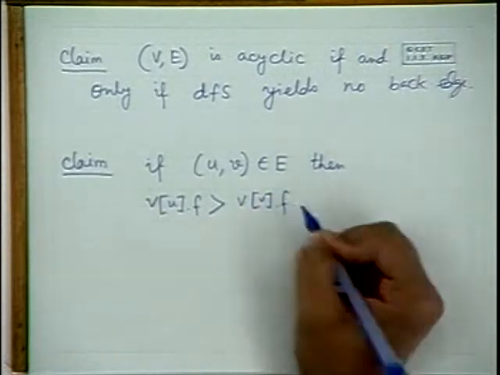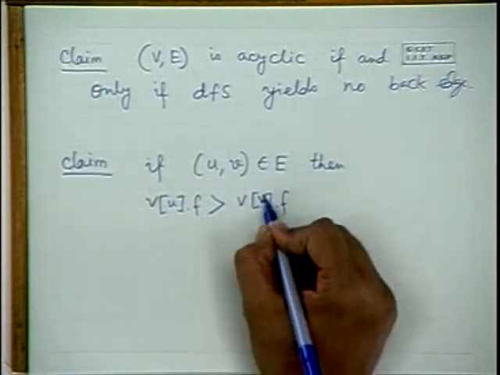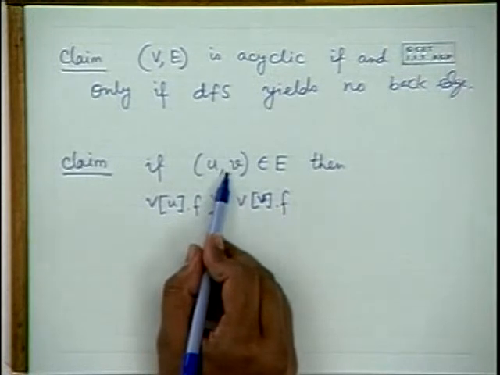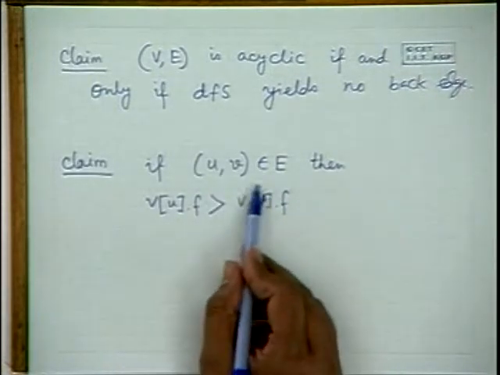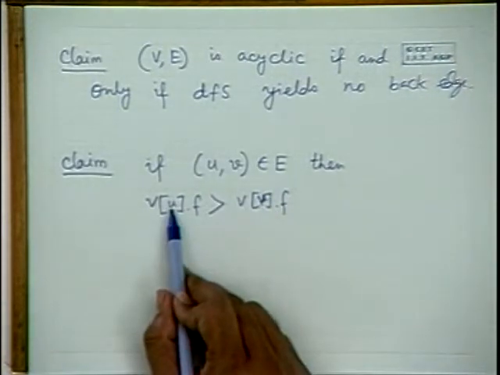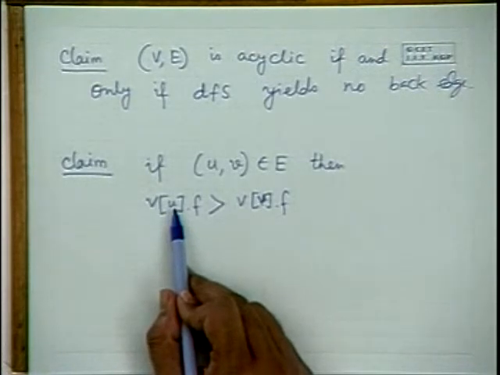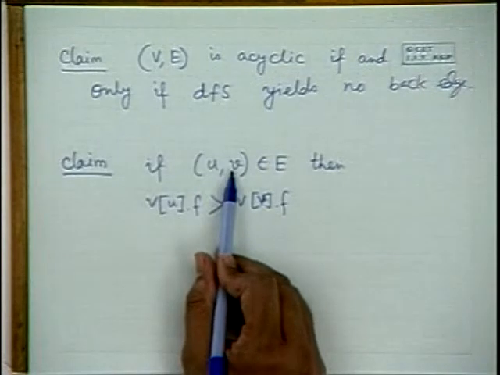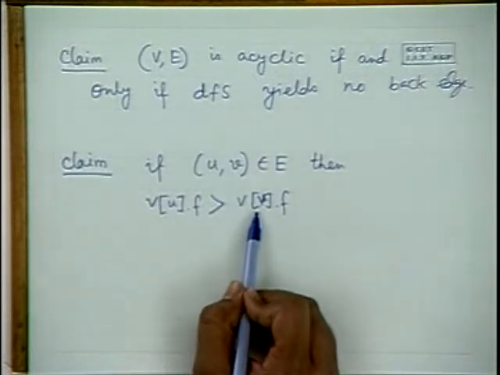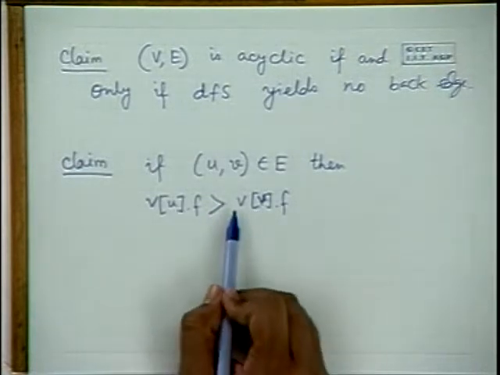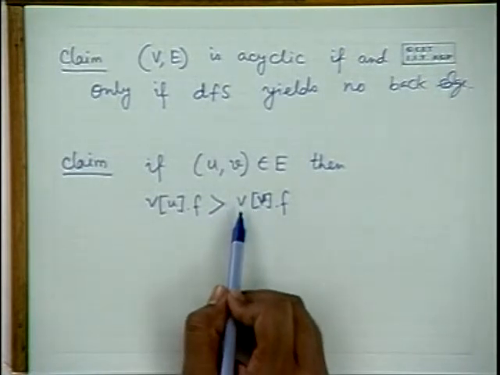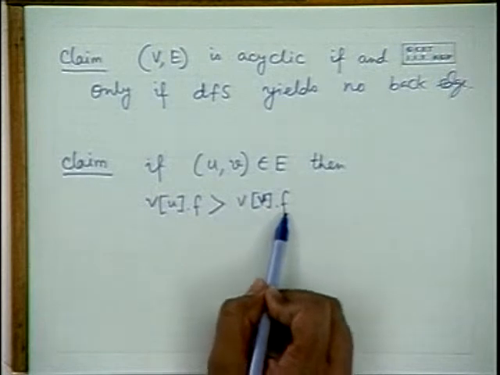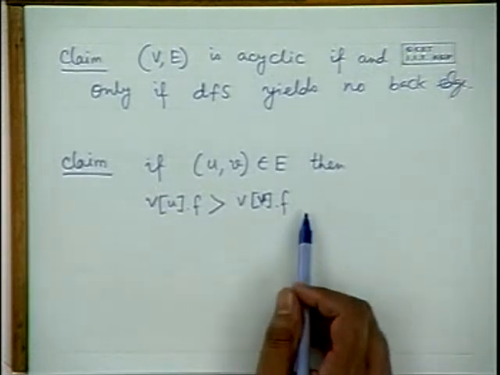If UV is an edge, then U's F field must be higher than V's F field, right? If UV is an edge, then this must be true. We will give a proof, don't worry. Once this is true, the algorithm is automatic.